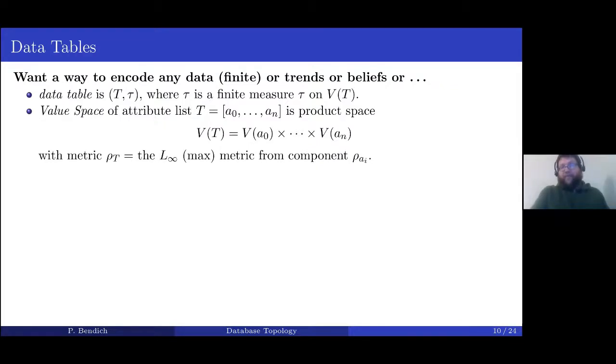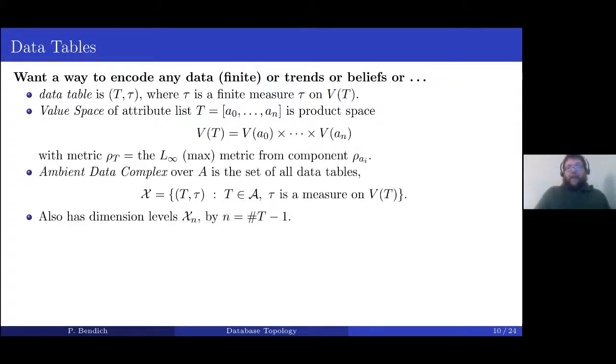We can't prove things with other things like that. Let's consider what we call the ambient data complex over the attribute space. Those are all the data tables you could possibly dream up in all of your fever dreams. Every possible data table is massively infinite over all possible attribute lists you have.